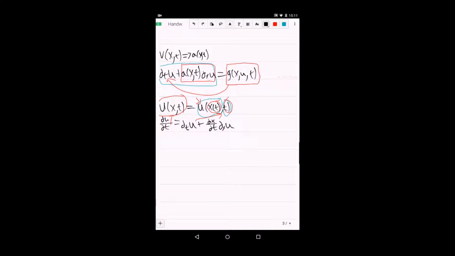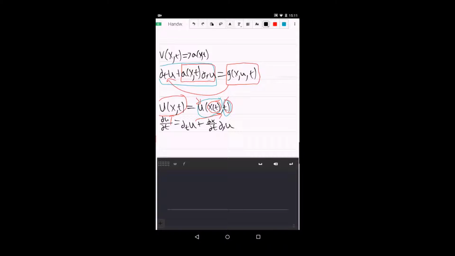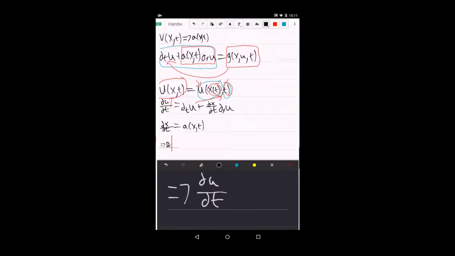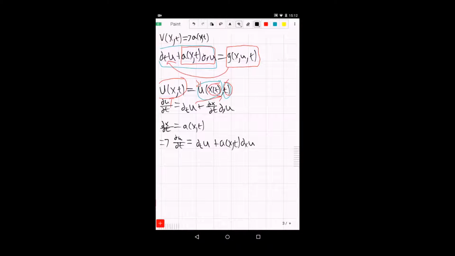So, as we did last time, we're going to say that dx over dt equals a of x and t. And then if we plug that into what we have, we say that du over dt equals the partial derivative of u with respect to t plus a times the partial derivative of u with respect to x. But if u of x and t gives us this, but is also a solution to this, that means that these two have to be equivalent somehow.